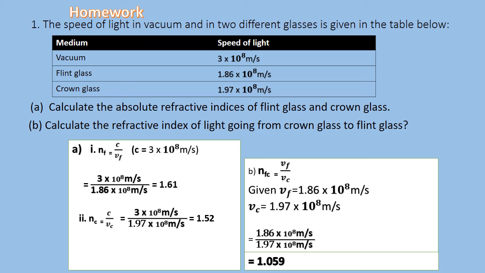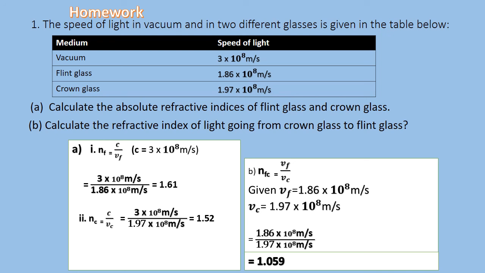So, absolute refractive index of flint glass, NF, is C by VF. On substituting the values from the table, you get the answer as 1.61. Absolute refractive index of crown glass, NC, is C by VC. On substituting the values, you will get the answer as 1.52. So here we have found the absolute refractive indices by taking the ratio of velocity of light in air or vacuum to the velocity of light in the medium.